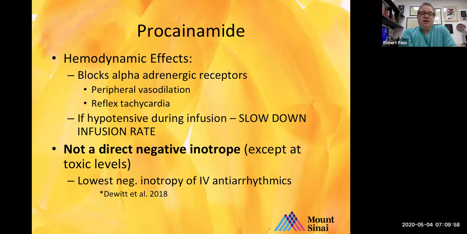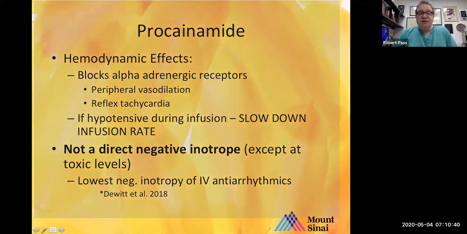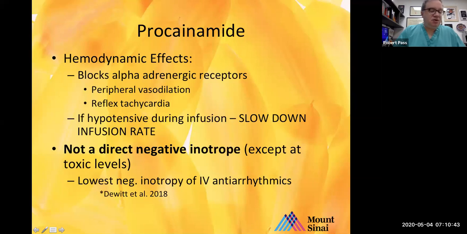But the important point is it's not a negative inotrope, except at toxic levels. And in a paper that I reviewed on my podcast about 2 years ago, written by Lizzie DeWitt, I think it was a patch clamp study in which she studied the effect of these various different IV antiarrhythmic agents on myocardial performance. And she demonstrated very nicely that procainamide, interestingly, had the least negative inotropic effects of all the IV antiarrhythmic agents, which is not exactly intuitive, since I think most people traditionally have thought of amiodarone as being the one that has the least hemodynamic impact, but in actuality, it had the worst. Amiodarone was the most potent negative inotrope of all of the IV antiarrhythmic agents.